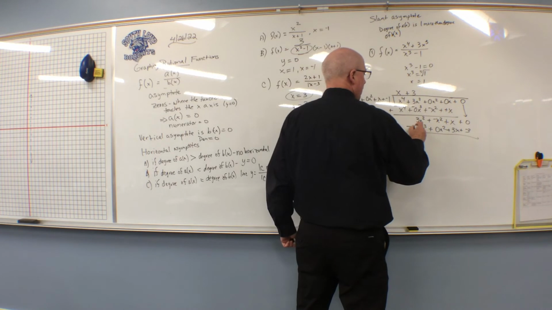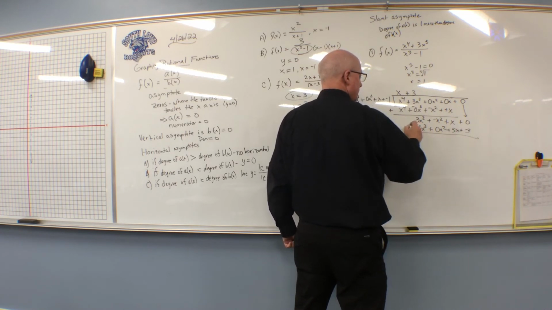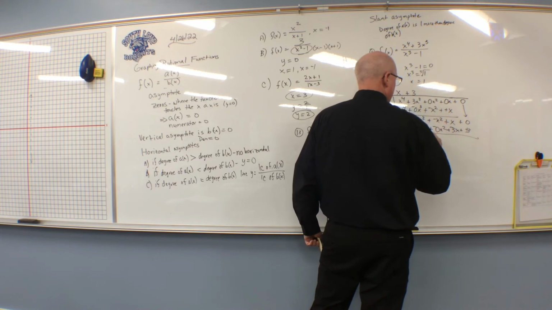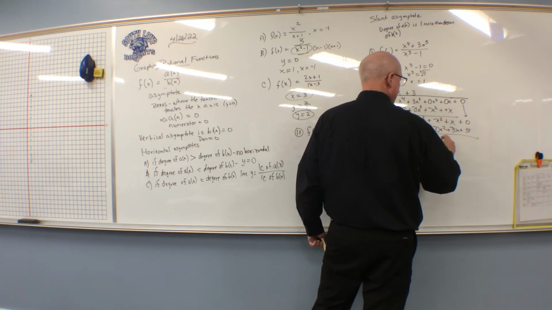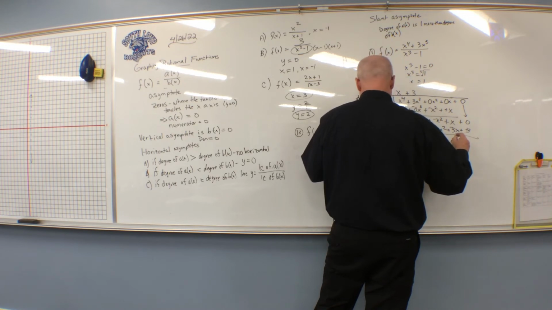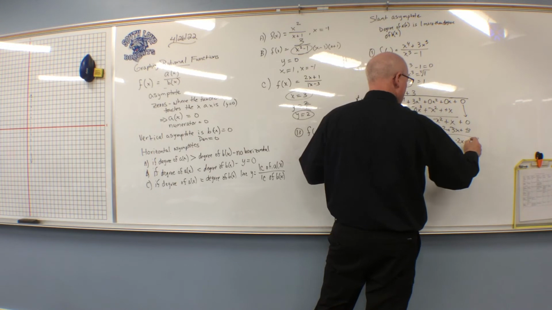So now I'm going to subtract, and make them all the opposite. So plus a negative, a negative, a negative, and a positive. And so I have, this is negative x squared plus a negative 2x plus 3.